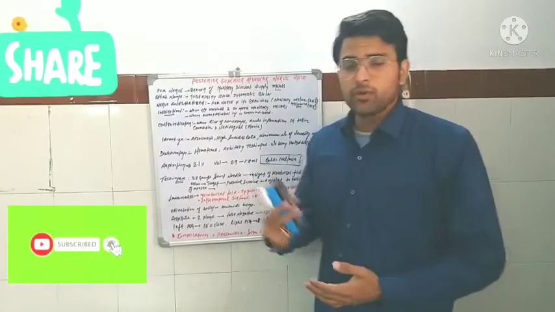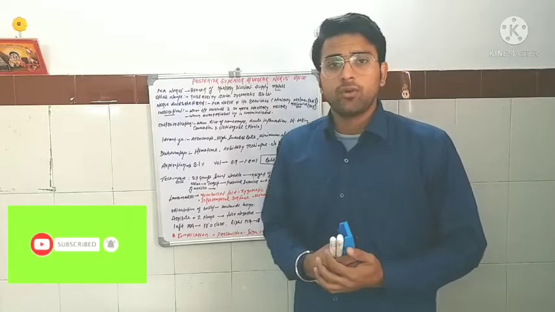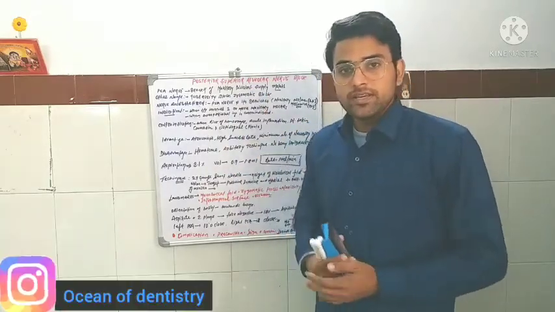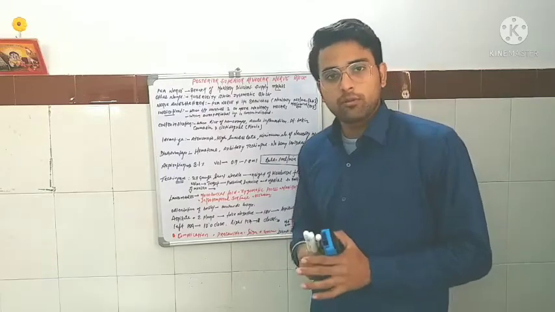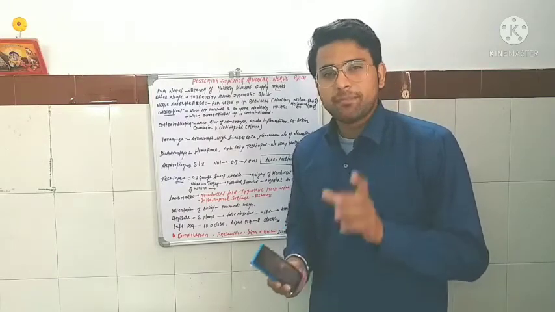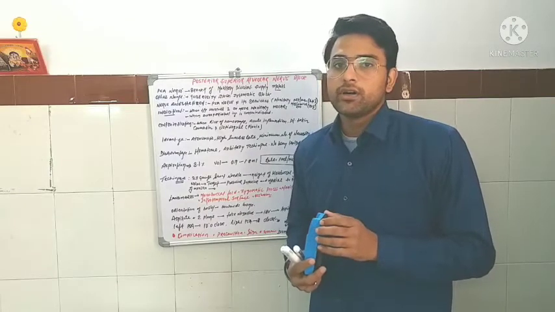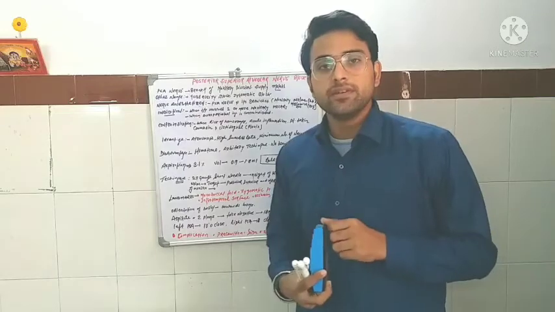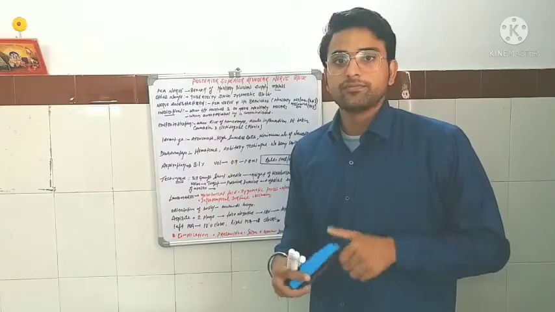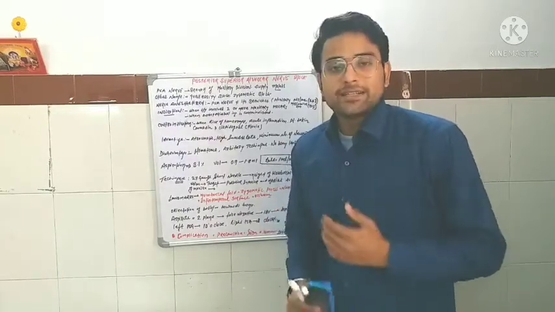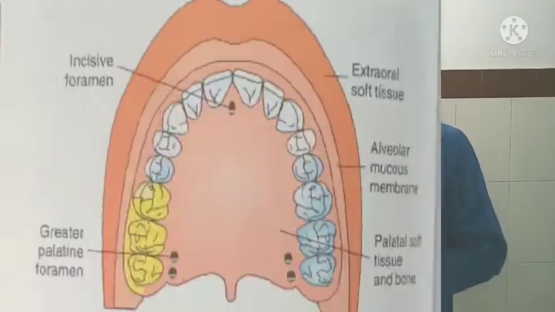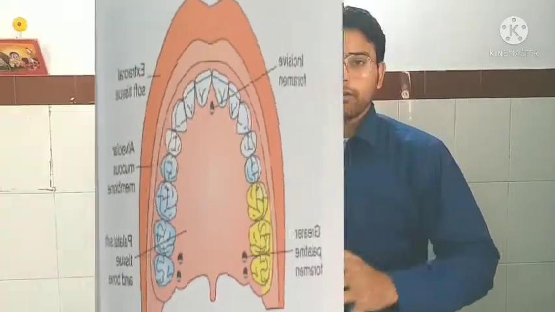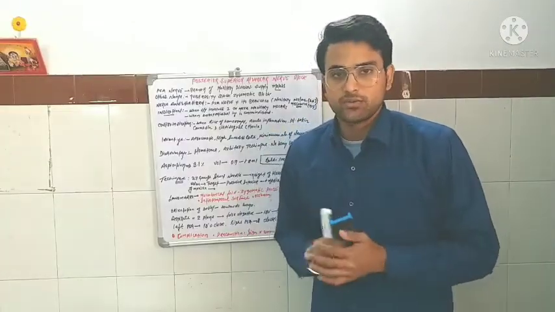Today we are going to discuss the first nerve block, that is posterior superior alveolar nerve block. Before discussing it, you must know the basic anatomy of the trigeminal nerve, mainly the maxillary nerve division of the trigeminal nerve. What are the areas that are supplied by the posterior superior alveolar nerve, and what are the maxillary landmarks and the mandibular landmarks, you must know.